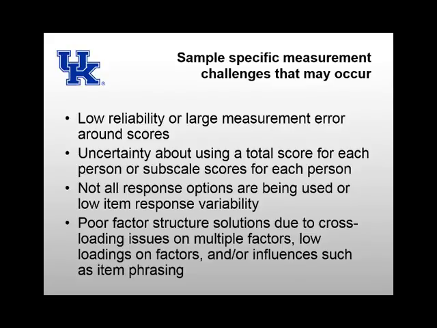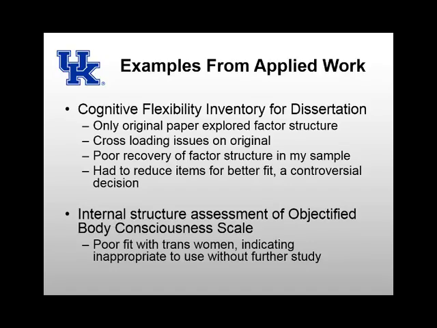And additionally, you might find that you have poor factor structure solutions. Things like cross-loadings where items are showing up on multiple factors might come up. Low loadings on factors, so the items just aren't actually loading very strongly at all. Or influences such as item phrasing if you have negative and positively phrased items. All of those might be headaches that you might end up dealing with if you don't, from the get-go, try to find some strong measures that are going to support good measurement in your work.